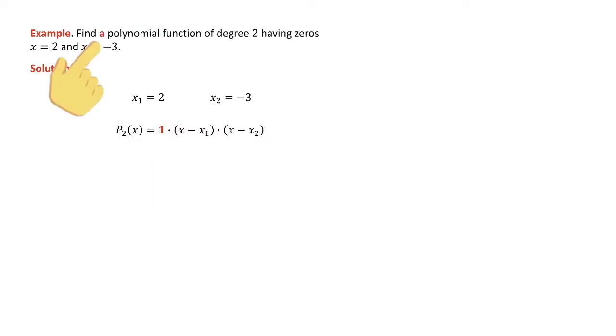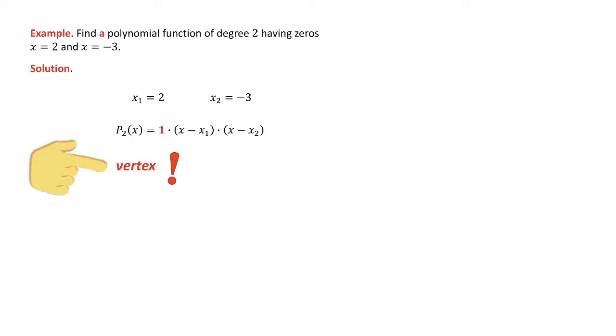Why can I do that? Because it says find a polynomial function. It turns out there are infinitely many, and we'll look at that when we're done. Just find one polynomial function that has these zeros. So I'm always going to take this constant to be 1. But just realize there is a constant there.